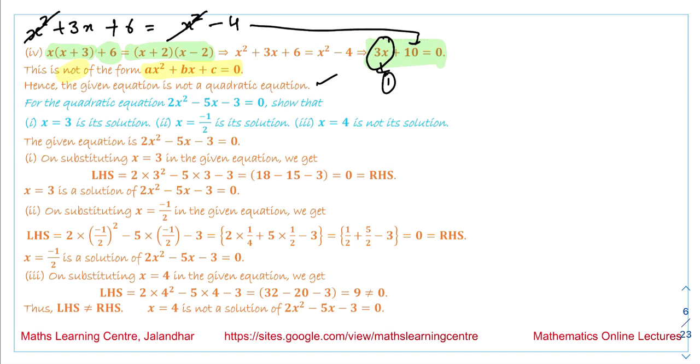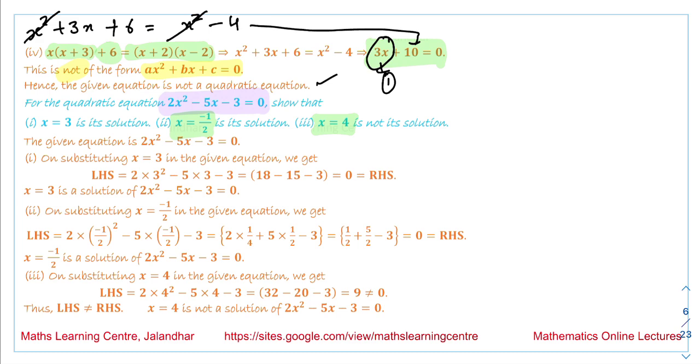Now in this next question, we are given a quadratic equation 2x^2 - 5x - 3 = 0. This is a quadratic equation given to us, and we have to check whether x = 3 is a solution, x = -1/2 is a solution, and x = 4 is a solution or not.